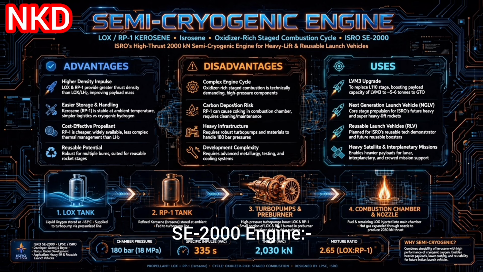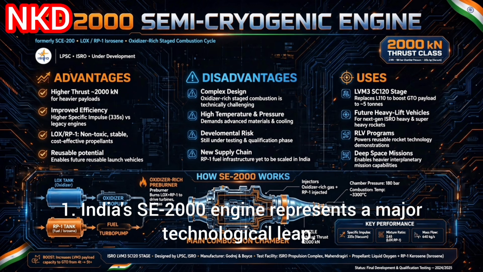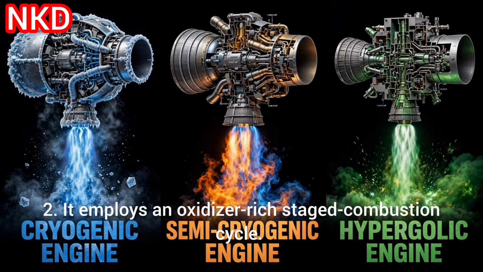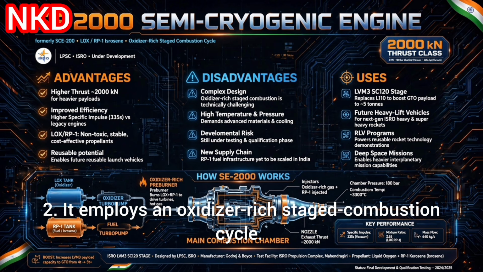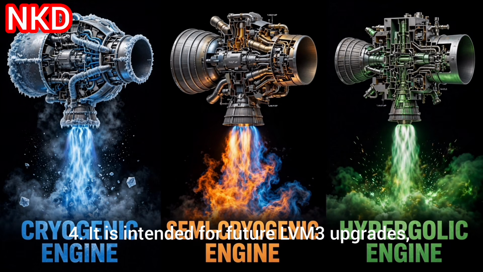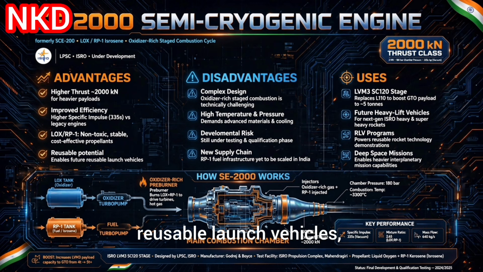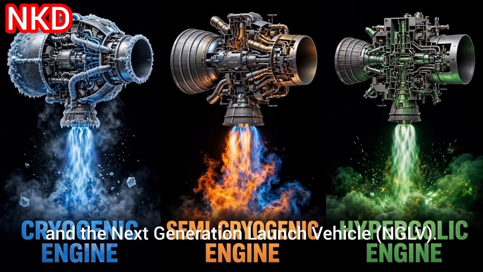Next, SE-2000 engine. 1. India's SE-2000 engine represents a major technological leap. 2. It employs an oxidizer-rich stage combustion cycle. 3. It produces about 2,000 kilonewtons of thrust. 4. It is intended for future LVM-3 upgrades, reusable launch vehicles, and the next-generation launch vehicle (NGLV).